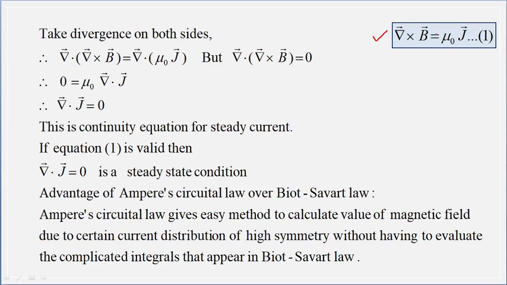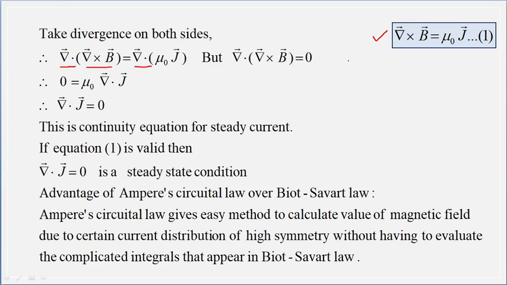Then what you do is, for this equation 1, take a divergence. Divergence means del dot. Curl means del cross. On both sides, you take del dot. Then here, what happens is del dot del cross B. So we call it the divergence of the curl. Del dot means divergence, del cross means curl. So divergence of the curl.